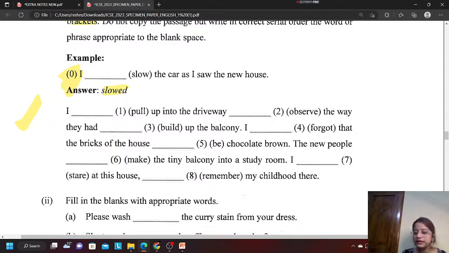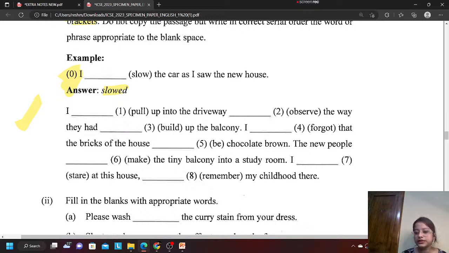First, read the first sentence. Okay, how to do it, I'm telling you. First read the paragraph, the first line at least, or the first and second line. And just think about what is happening in the passage. All right, so: I dash pull up into the driveway, dash observe the way they had dash up the balcony.